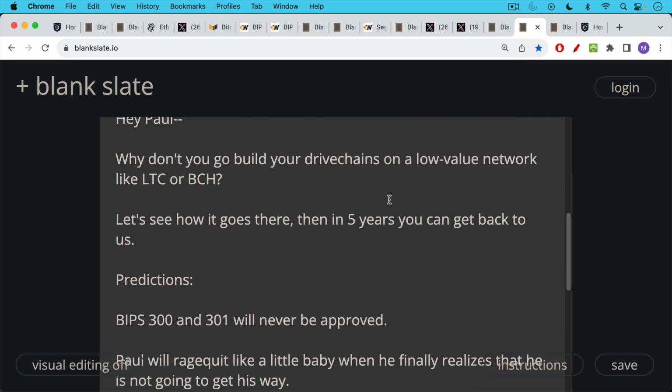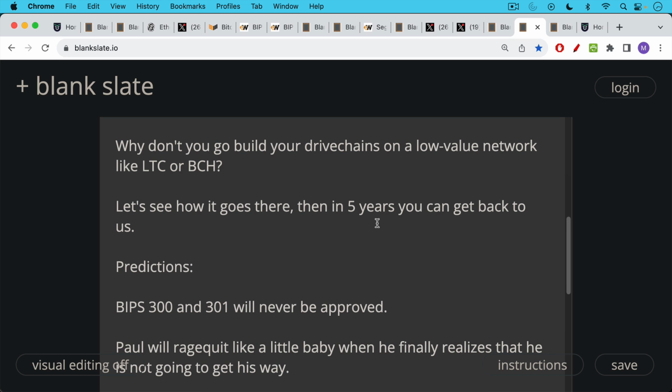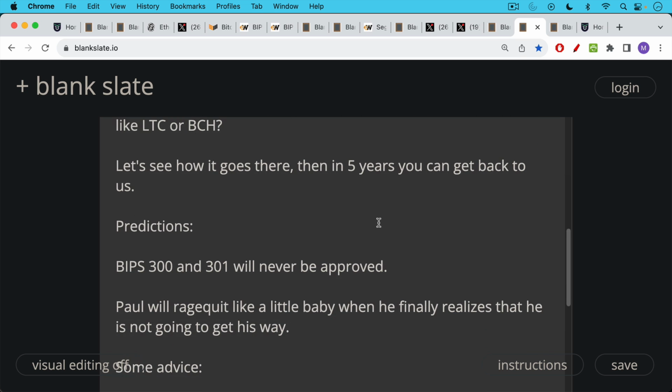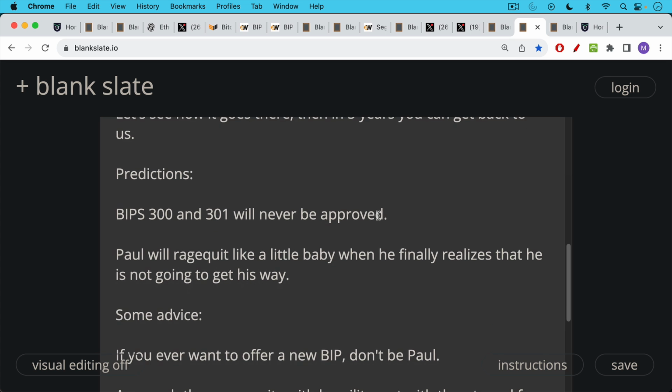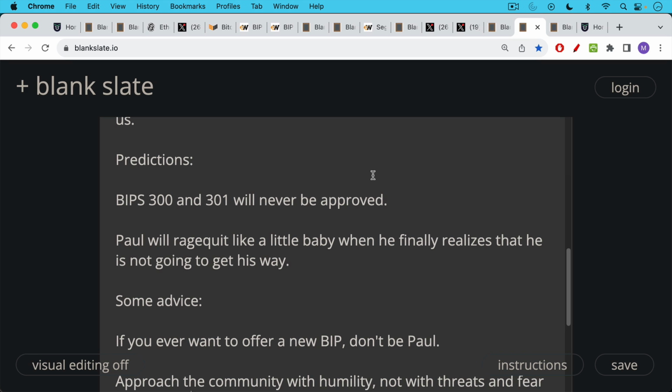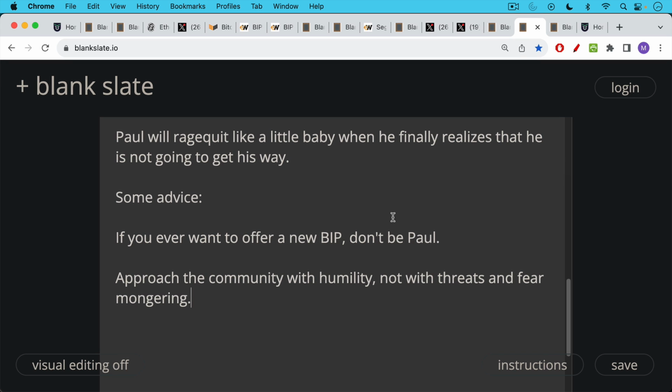Here are some of my predictions though. BIPs 300 and 301 will never be approved. There's now vast community opposition to it just because of the way that Paul and other people have handled themselves. I predict that Paul will rage quit like a little baby when he finally realizes that he's not going to get his way and that he's not bigger than the Bitcoin network and that he can't push through these changes. Here's some advice for everyone. If you ever want to offer a new BIP, a new Bitcoin improvement proposal, to the Bitcoin community, don't be Paul. Approach the community with humility, not with threats and bribes and fear-mongering.